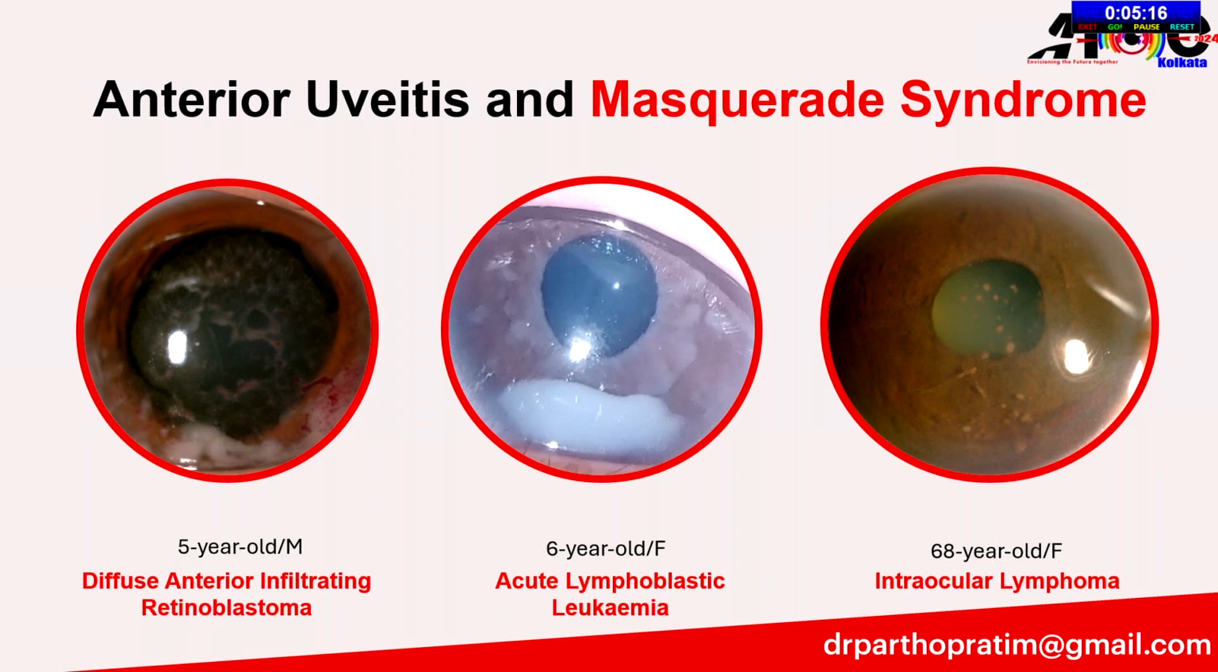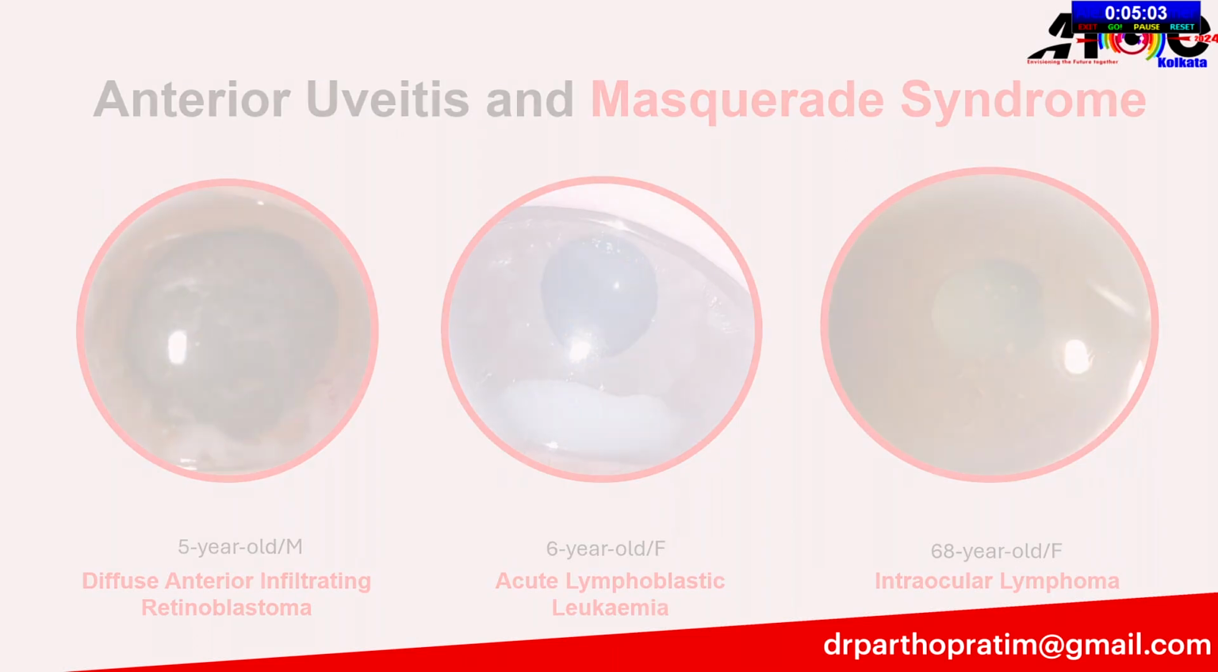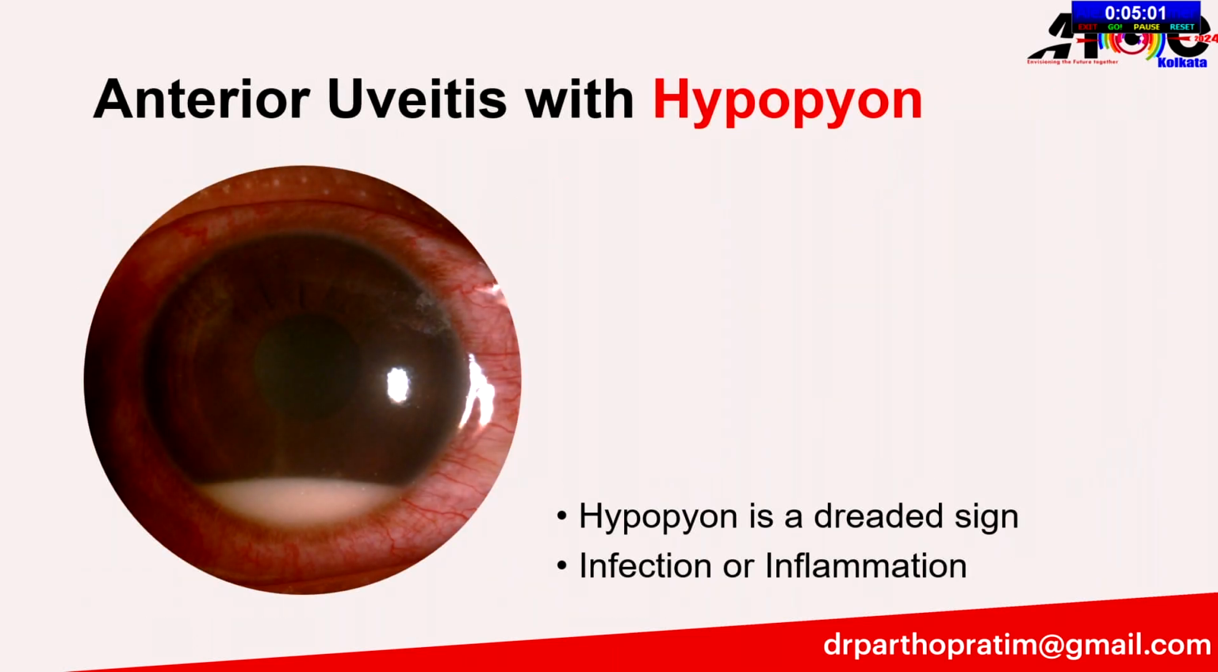The third one, you see a 68-year-old female, and it was a case of intraocular lymphoma, which presented like lymphocytic infiltration in the anterior chamber. So sometimes masquerade syndromes can mimic anterior uveitis. Now, coming to anterior uveitis with hypopyon.